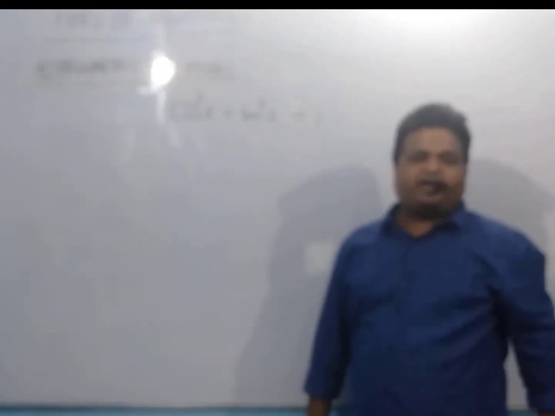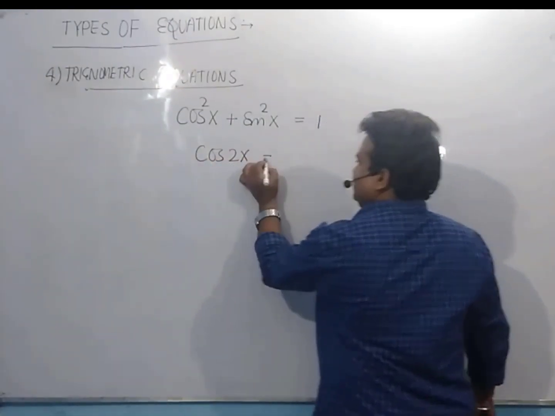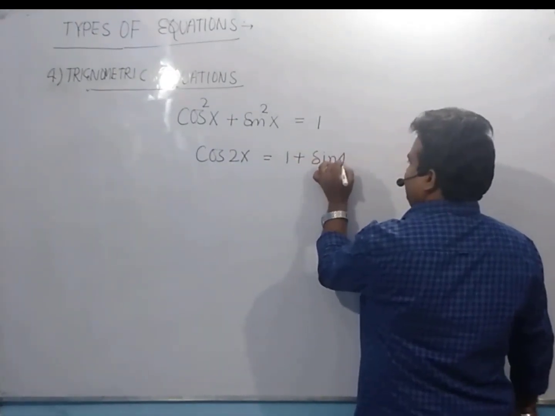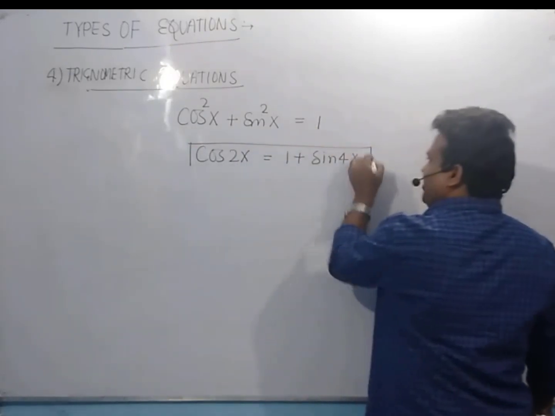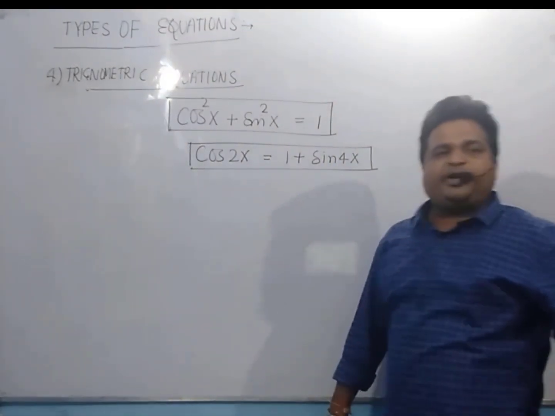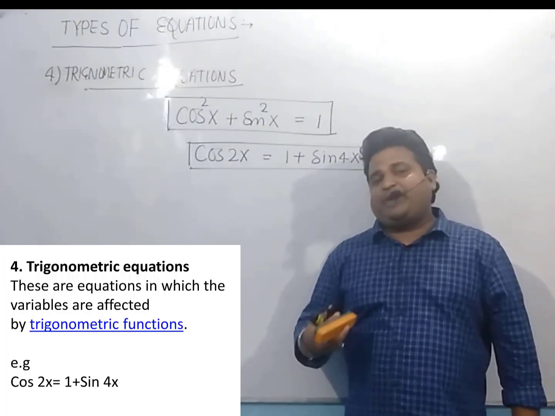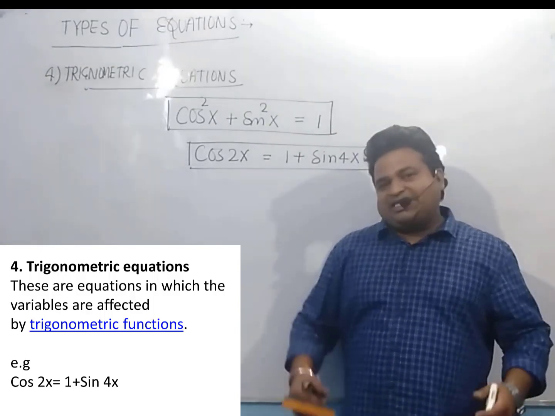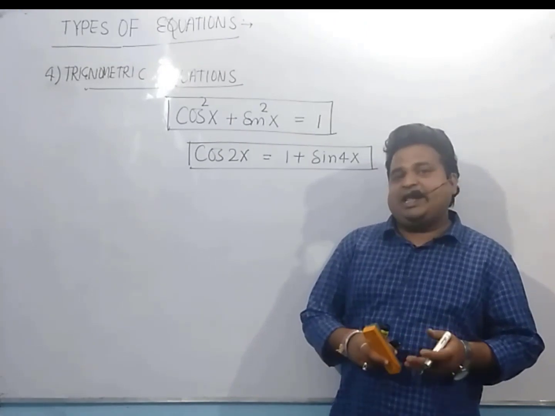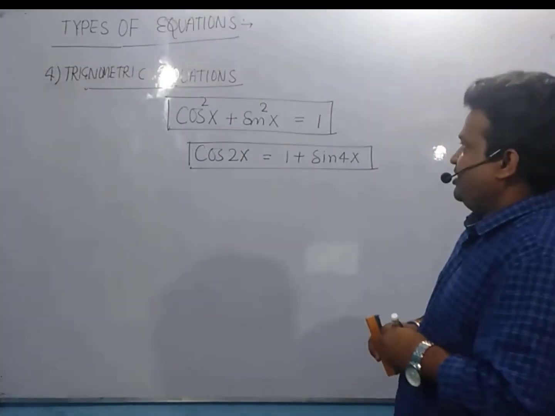This is a trigonometric equation. Or you can write like this also, cos 2x is equal to 1 plus sine 4x. This is also a trigonometric equation. So what do you mean by trigonometric equation? These are the equations in which the variables are affected by trigonometric functions. It must have some trigonometric values like sine, cos, tan, cosec, cot, like this.